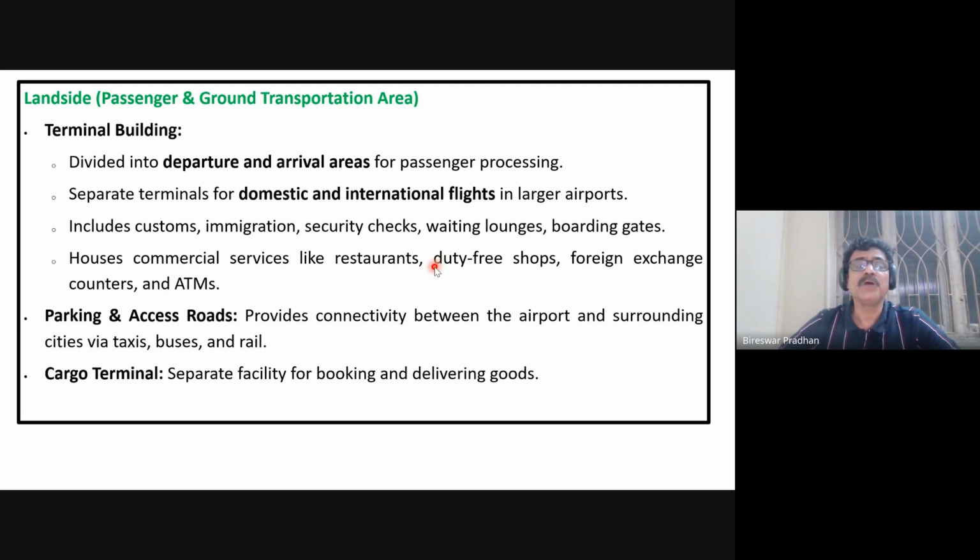These are also characteristics of small and larger airports. They house commercial services like restaurants, cafeterias, duty-free shops, foreign exchange counters, and ATMs. There is an air traffic management system, parking and access roads, providing connectivity between the airport and surrounding cities via taxi, buses, and rail. These are the basic facilities or infrastructure that should be there.